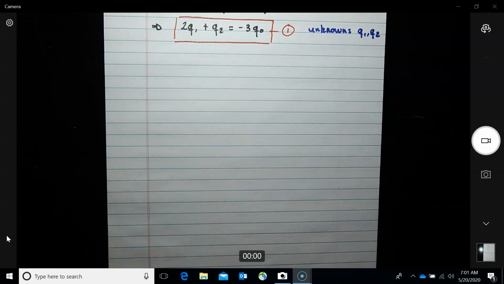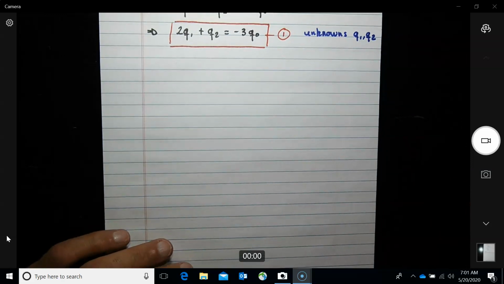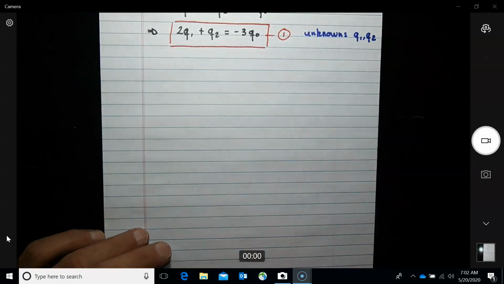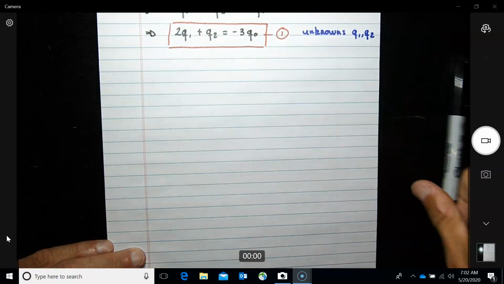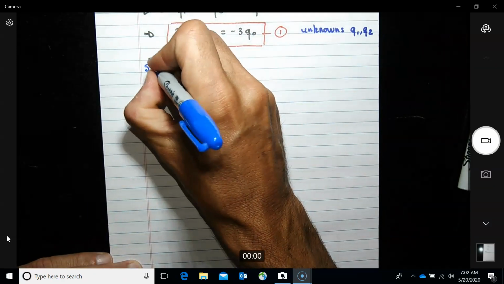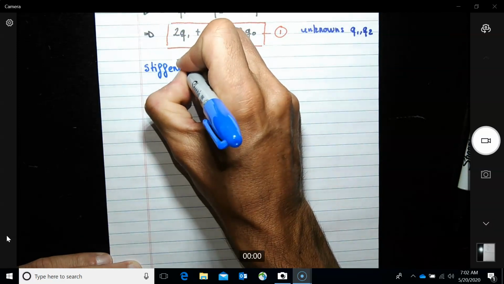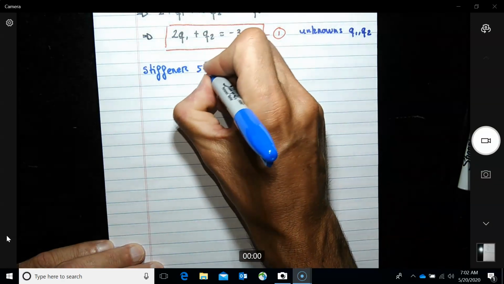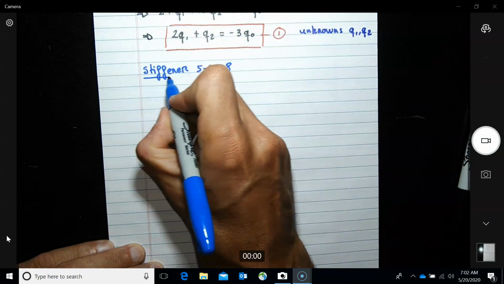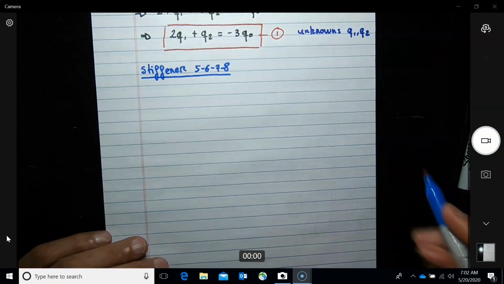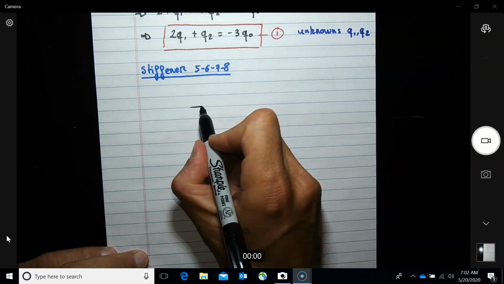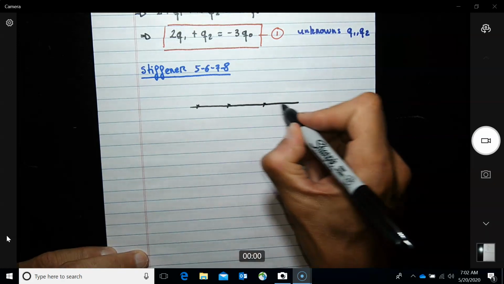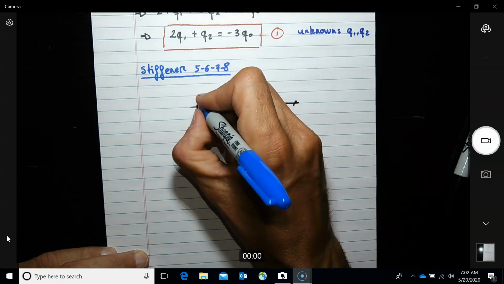So now next, we can go to another stiffener. So let's say we go to this one, 5, 6, 7, 8. So now we move to a stiffener. 5, 6, 7, 8. Okay, and if I do a similar figure, it would be 5, 6, 7, 8.